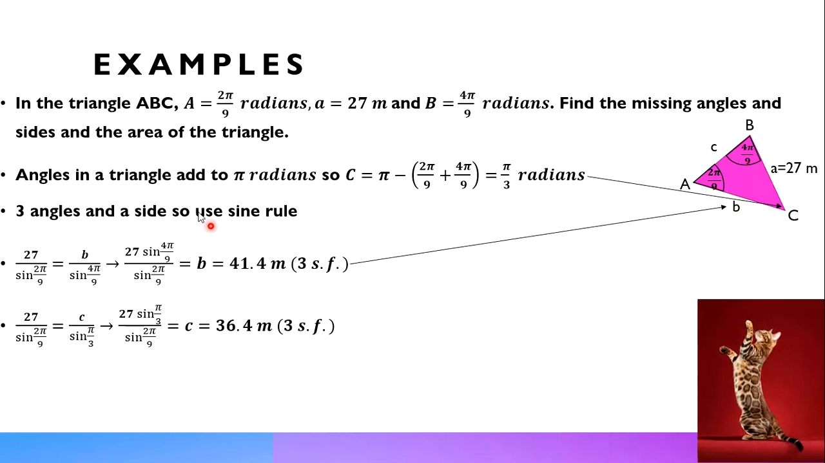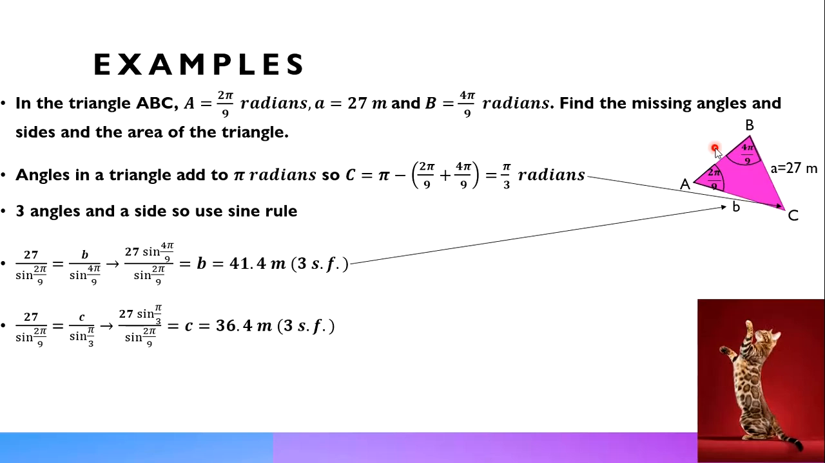Okay, we can use the sine rule again to find the other side. So we then have 27 over sine of 2 pi over 9 is equal to c over sine of pi over 3. If you then multiply by sine of pi over 3 on both sides, you end up with 27 sine of pi over 3 over sine of 2 pi over 9 is equal to c, which is 36.4 meters to 3 significant figures.